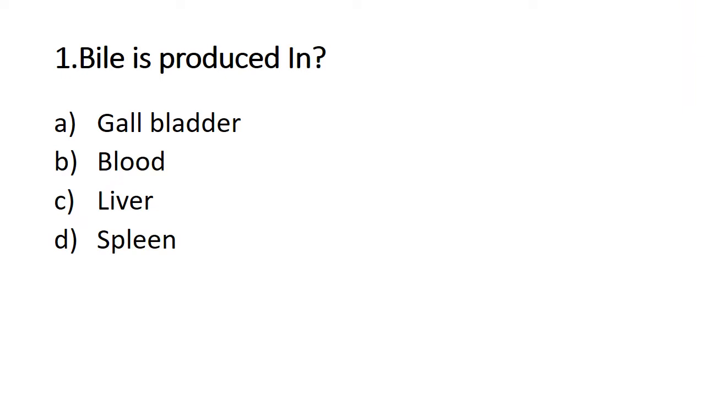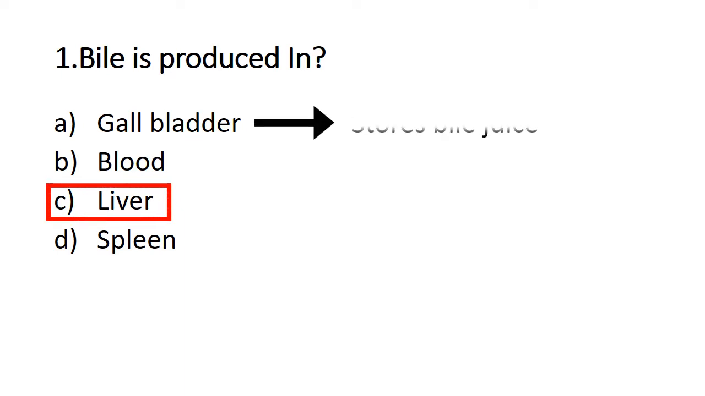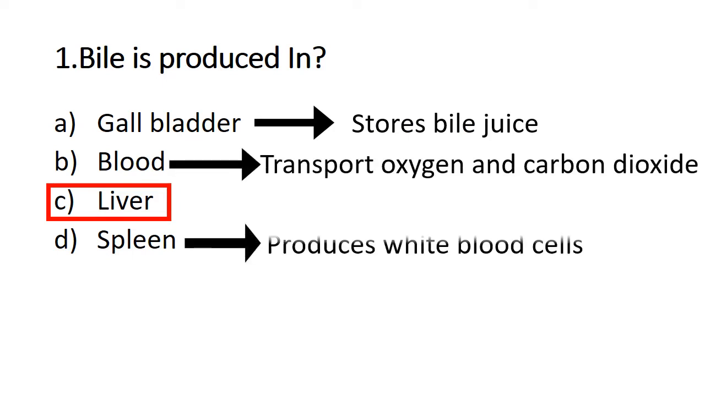Let's start. First question is, bile is produced in A. Gallbladder, B. Blood, C. Liver, or D. Spleen. So the correct answer is option C, that is liver. And the gallbladder stores bile juice, the blood transports oxygen and carbon dioxide, and the spleen produces white blood cells. Let's see the second question.